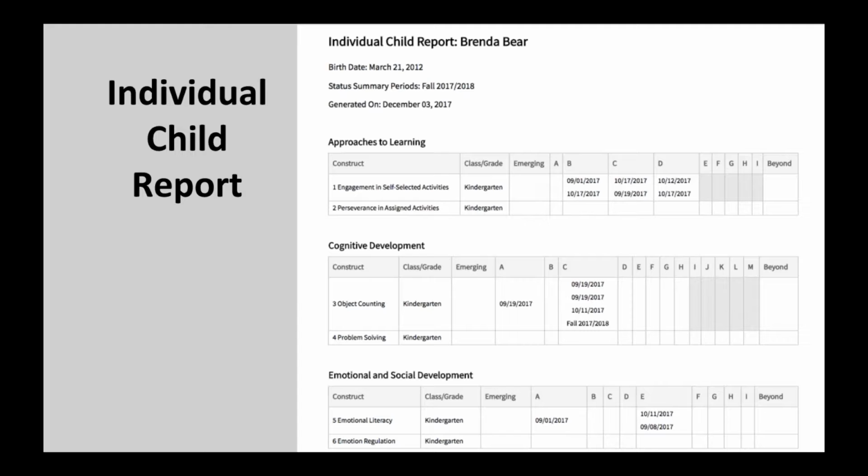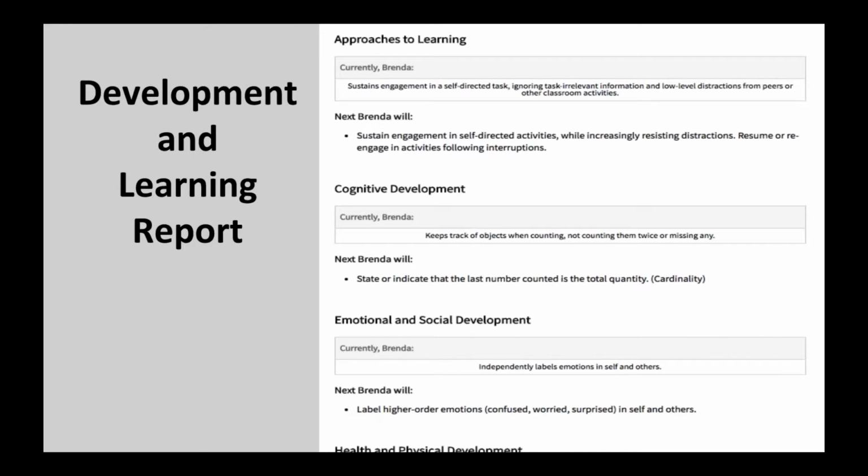You'll notice that if you take a peek at this report, Brenda Bear is at a level C for object counting within the cognitive development domain. It stands out to me that she's remained at this skill level for a month. Using this report, I can see what Brenda's next learning target is. I would focus on this next target skill and allow the construct progression to guide me, which then leads me to the next report, which is the development and learning report.